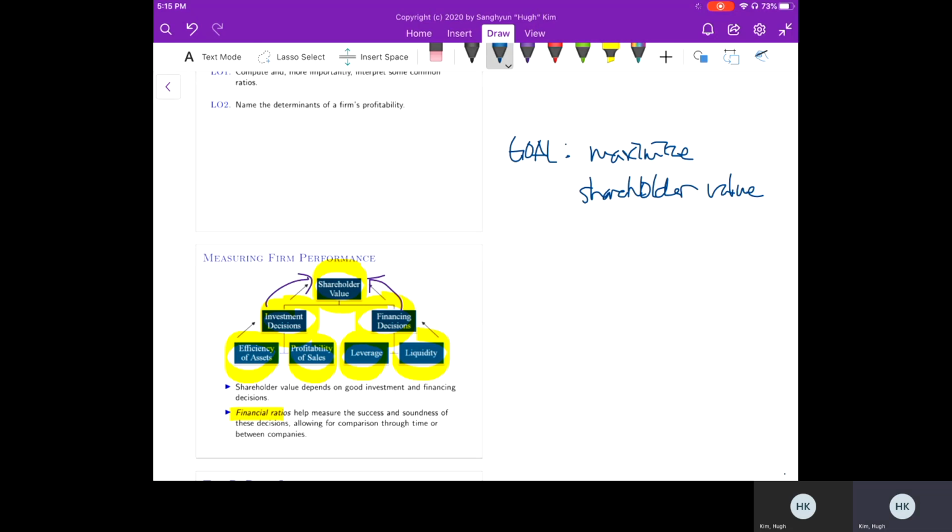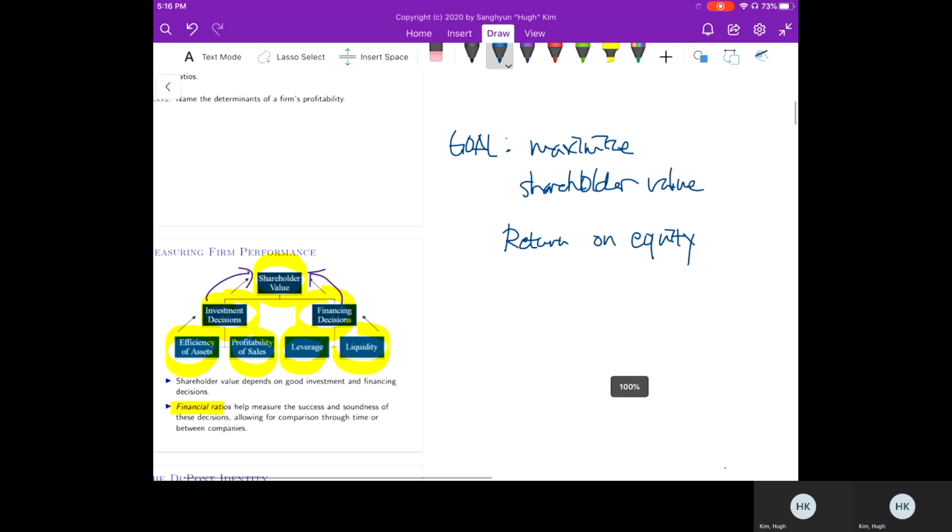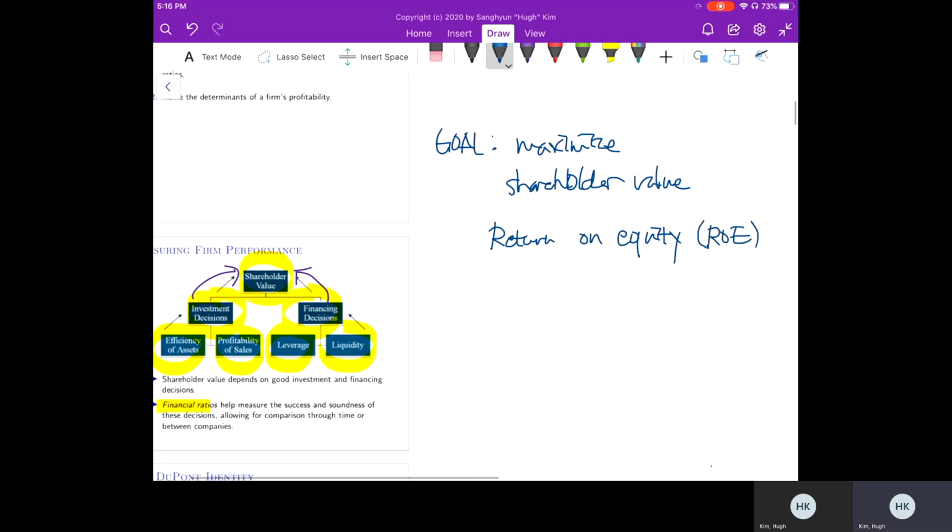So we're going to measure shareholder value as return on equity, or commonly called ROE for short. So it measures a firm's profitability. We want to understand the sources of shareholder value, so we're going to learn how to decompose a firm's ROE.